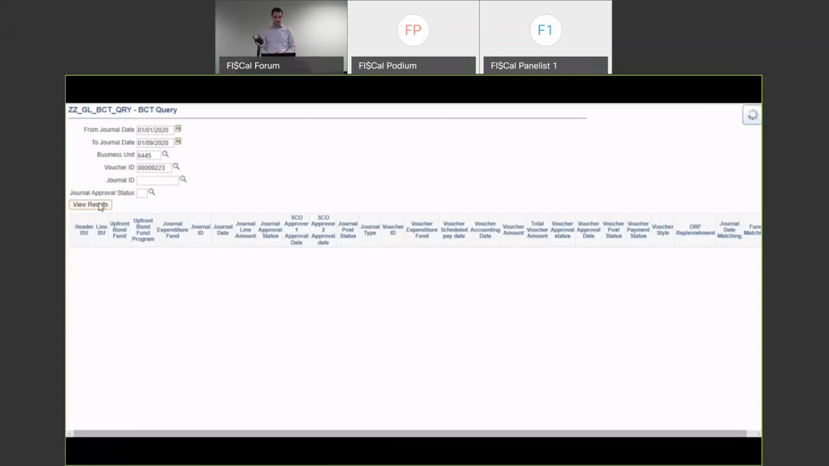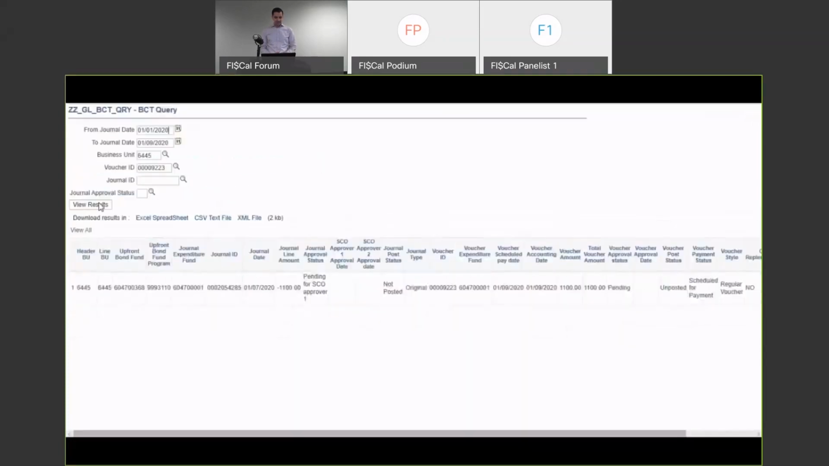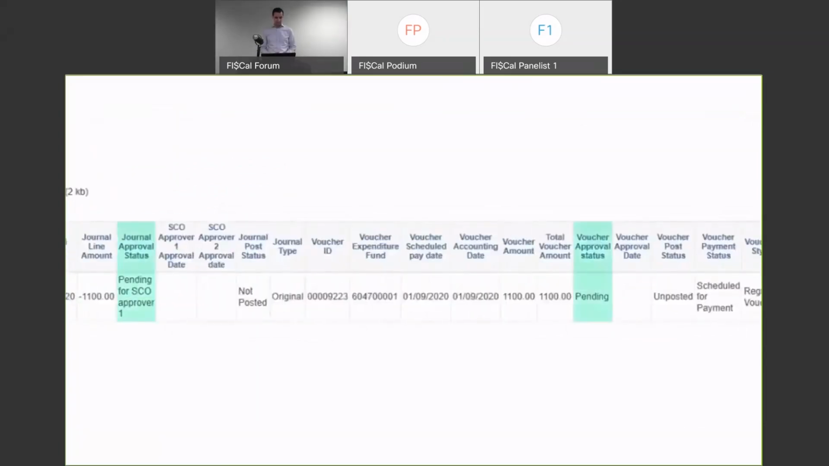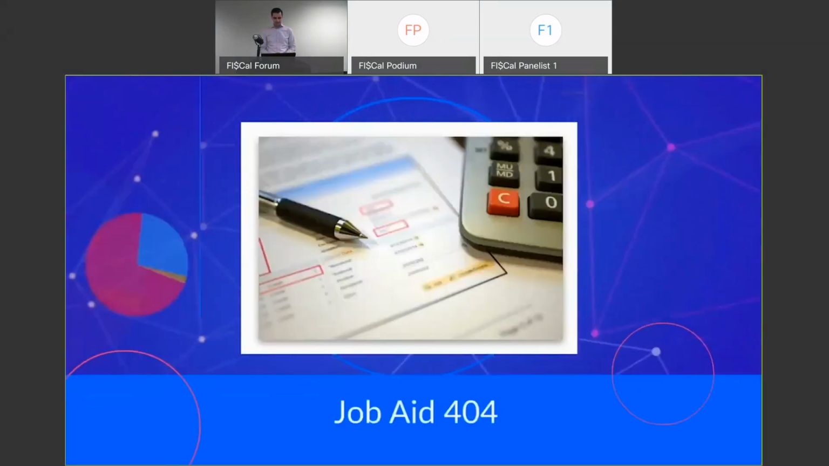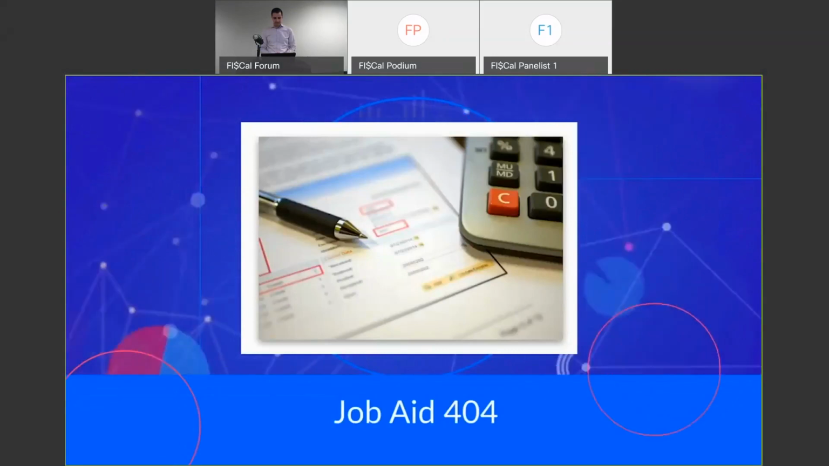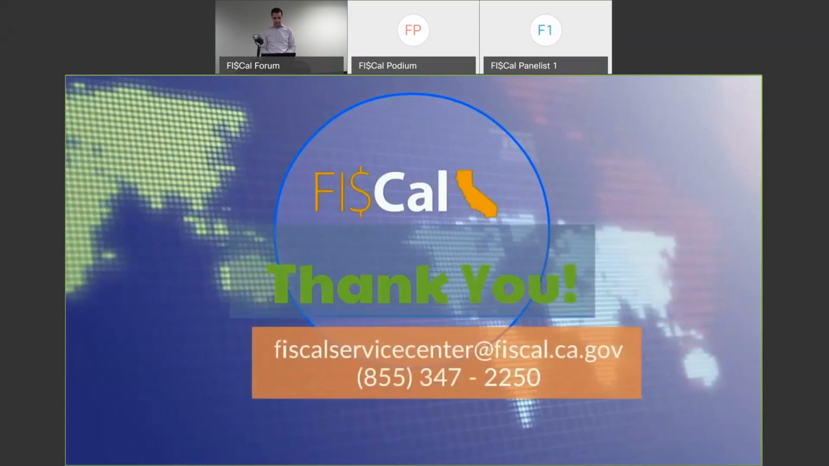After the query has loaded, confirm that your GL journal is linked to the correct AP voucher by comparing the journal ID and voucher ID headers. Here, you can also check the status of both GL journals and AP vouchers as needed. For more information, refer to JobAid Fiscal 404. If you have any questions, please reach out to the FSC at Fiscal Service Center at fiscal.ca.gov.